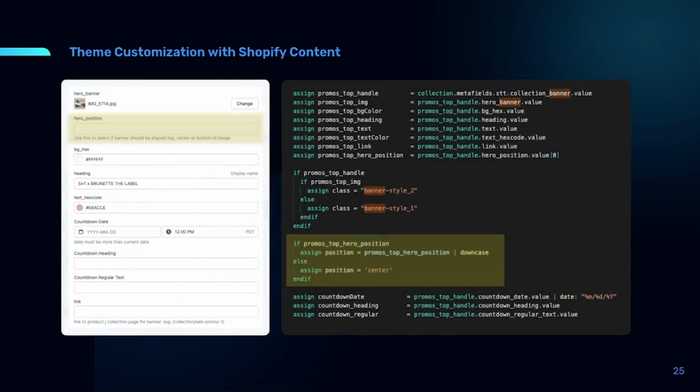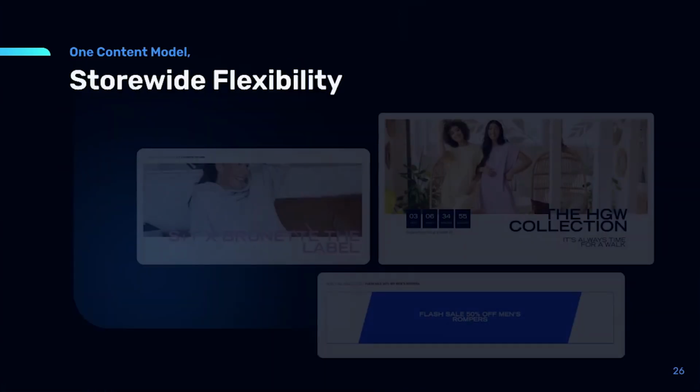Now, here's a great example of this functionality in action. With Shopify content, we reduce the need to do any theme customization or template creation by setting up a content model to account for 3 different banner types. You can edit the banner types right within the content model, and we put in some conditional logic within the template to display the banners accordingly.